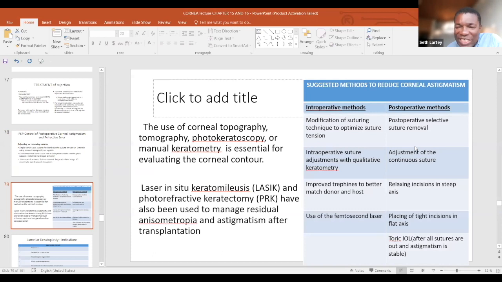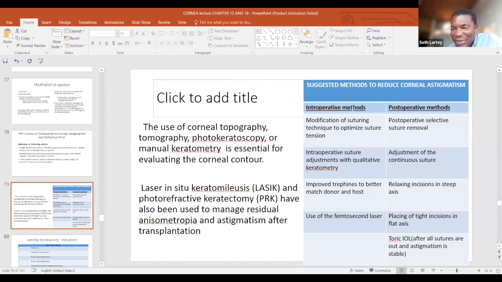When we do corneal transplants, if it's DALK or PKP, one of the things that we've got to contend with, apart from rejection, is astigmatism. And you're going to spend a lot of time managing astigmatism. And I think we need to understand how to manage astigmatism. Now, I like to group them into intraoperative methods and postoperative methods. You won't find this in your book. I made this up.